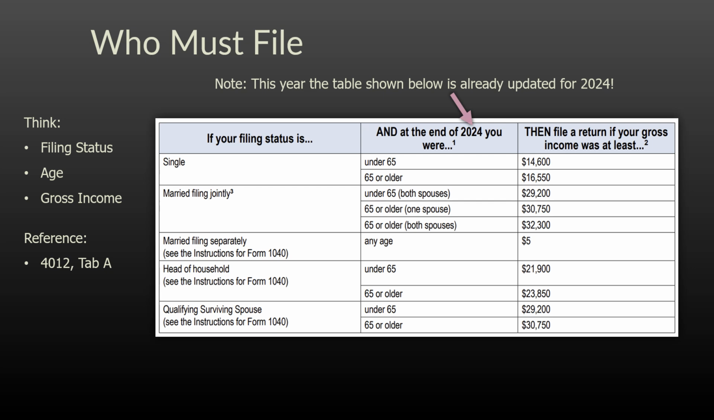In general, the filing requirement is the standard deduction. If a taxpayer's income is less than the standard deduction, their taxable income will be 0, so they are not required to file a return. One exception is for married filing separately status, as you can see on this chart.